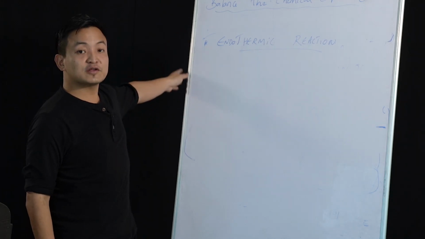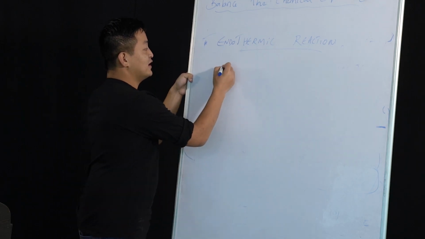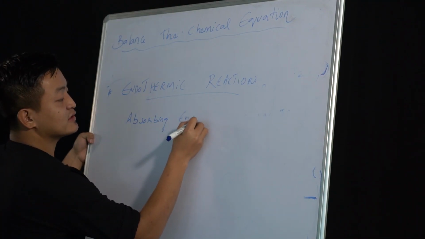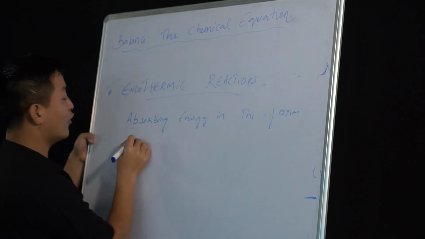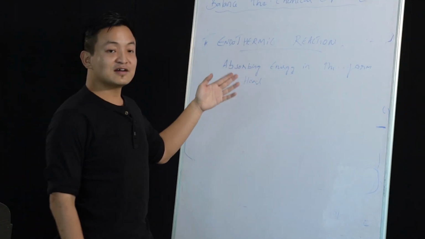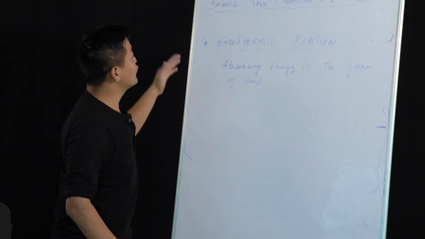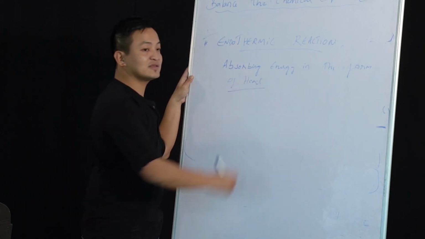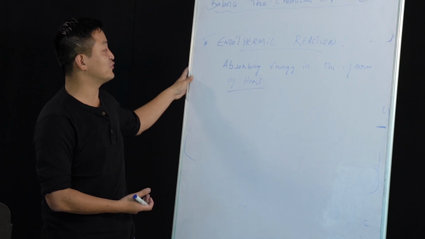Okay, so we are done with exothermic, and now here's endothermic reaction. So what is endothermic reaction? It is absorbing energy in the form of heat. So it's the opposite of what we studied earlier. Earlier in the observation, we saw that heat was releasing, right? Now here what we are getting to see is we are absorbing energy in the form of heat to get the results. Very simple. We have very practical examples for this.